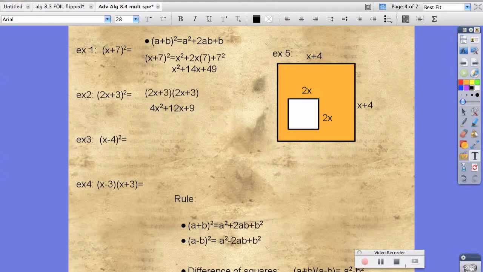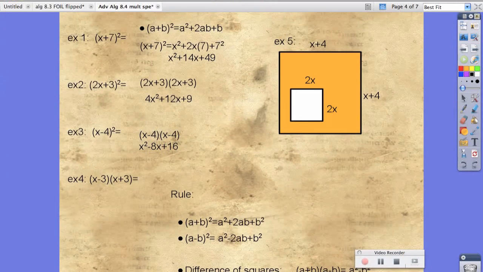Example 4, same idea but with a minus sign. We have x minus 4 times quantity x minus 4, and you would end up with x squared minus 8x plus 16. Again, using the same exact rules or just using FOIL like we've done.